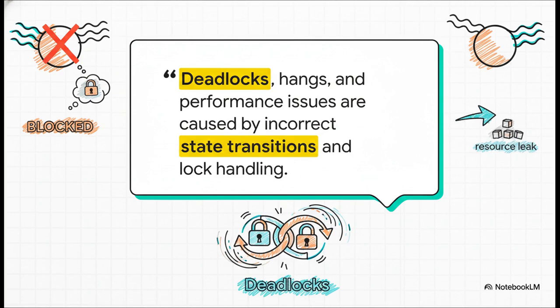That performance problem, it's probably a bunch of threads stuck in the blocked state, fighting for a lock. That deadlock, that's just 2 threads, each blocked, waiting for a lock the other one holds. That weird memory leak, it could be a thread that went into the waiting state and never got the signal to wake up. This stuff isn't just theory. It's your fundamental toolkit for diagnosing the gnarliest production issues.